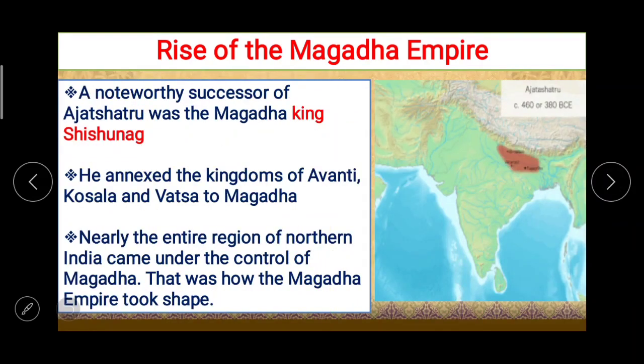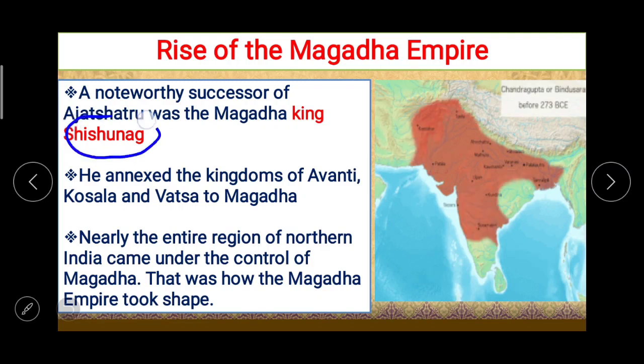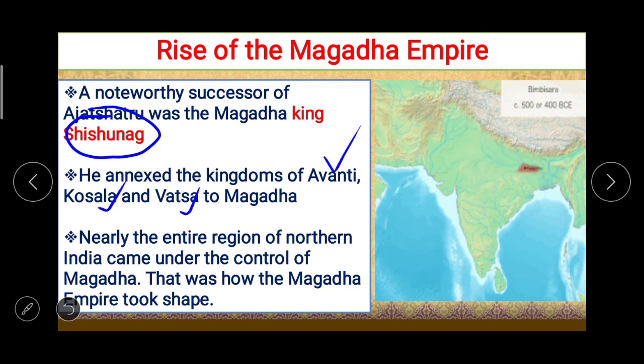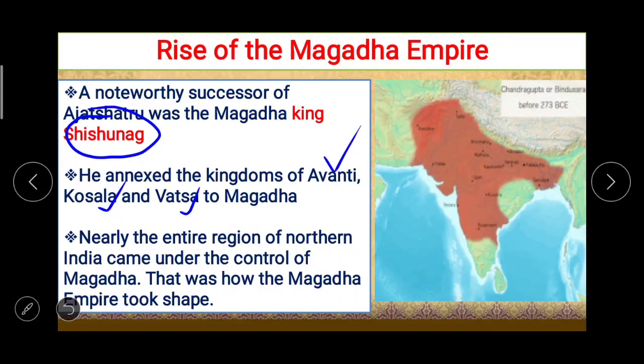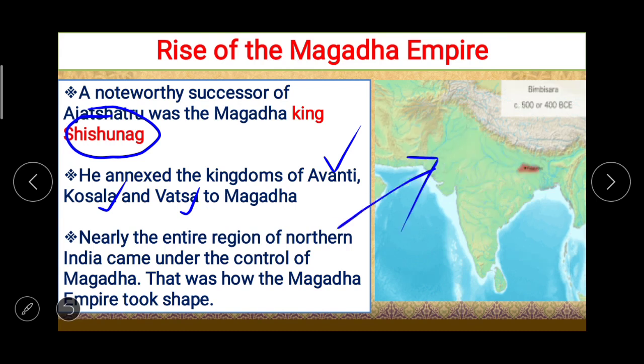Then, a noteworthy successor of Ajatashatru was the Magadha king Shishu-Nag. He annexed the kingdoms of Avanti, Kosala and Vatsa to Magadha. So this tells us how big the Magadha Empire was becoming. By conquering all the small states or Mahajanapadas, you can see how it was increasing its geographical boundaries. Nearly the entire region of northern India came under the control of Magadha. That was how the Magadha Empire took shape.